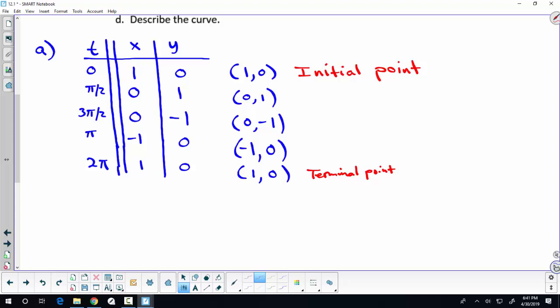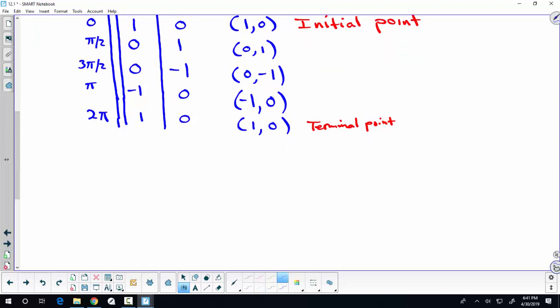Okay, so part B says, plot the points in the table and the full parametric curve, indicating the positive orientation. So we've got our initial point at (1, 0). I'll just label that initial point. Then we come to (0, 1). Notice we have all of these other values in between that we didn't plot, which will give us something in between these 2 points.